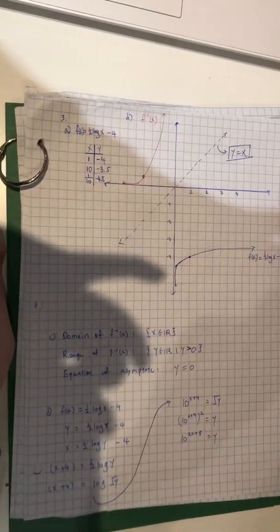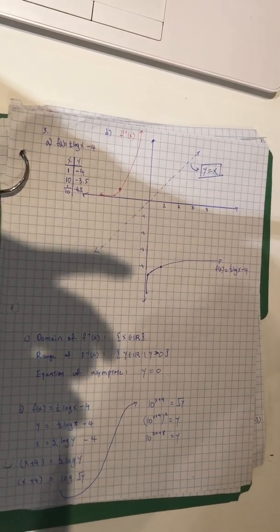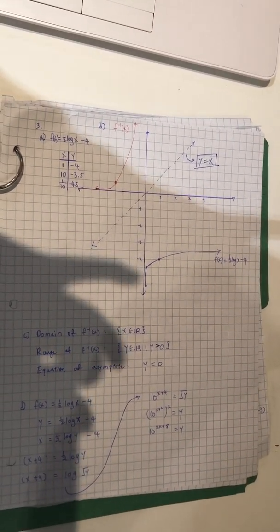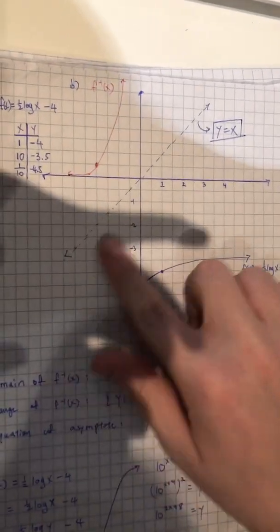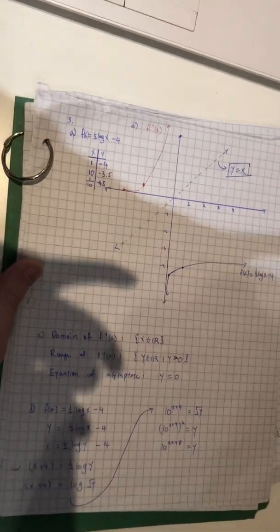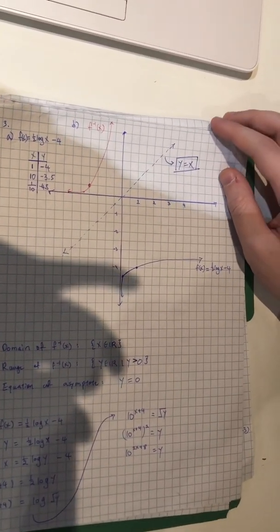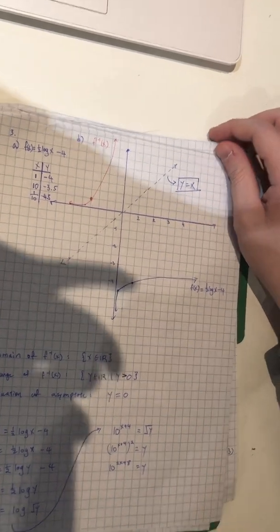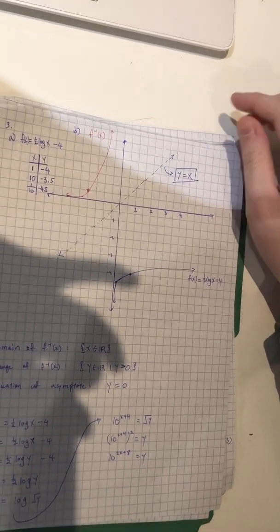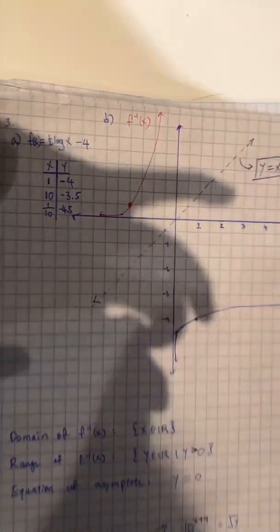Question 3. So graph the function. A. Graph the line y equals x on the same grid. So on the grid, this line here is y equals x. B. Graph the inverse function of f(x) by reflecting f(x) in the line y equals x. As you can see here, the inverse of f(x) is this line here.